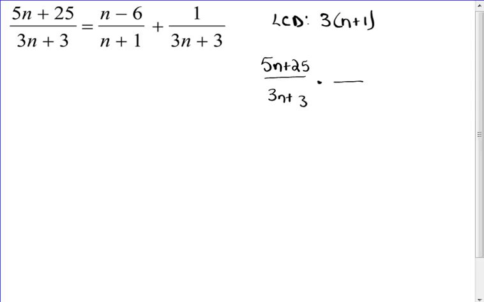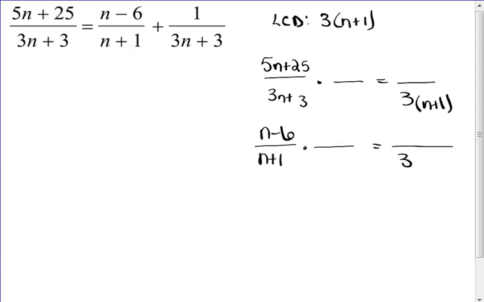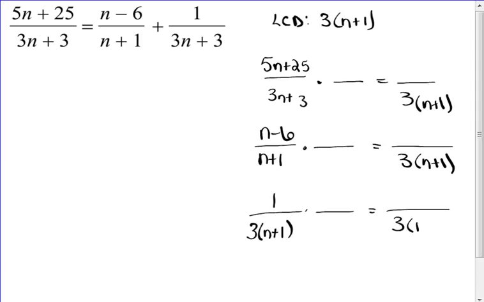What do I multiply it by to get 3n plus 1? Anyway, n minus 6 over n plus 1. What do I multiply it by to get 3 times n plus 1? And what do I multiply 1 over 3n plus 1 times what gives me 3n plus 1?